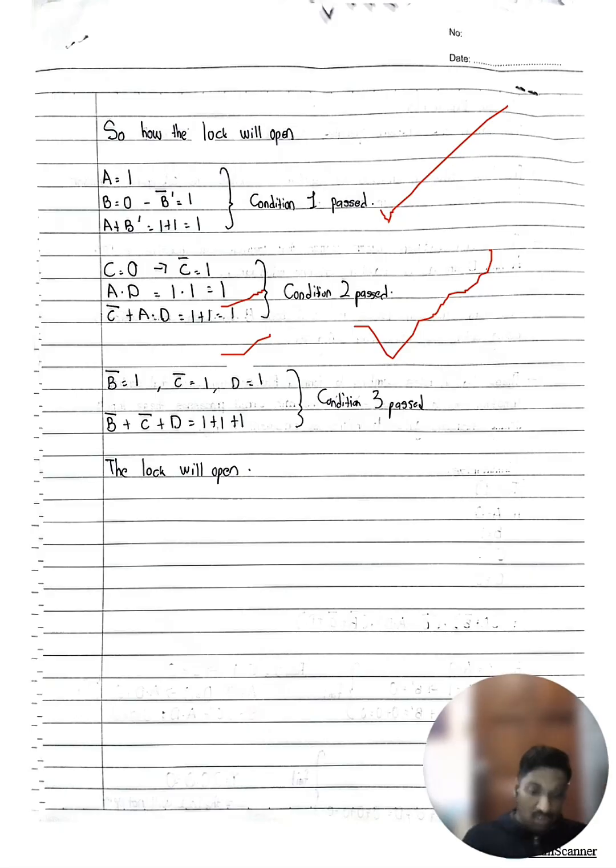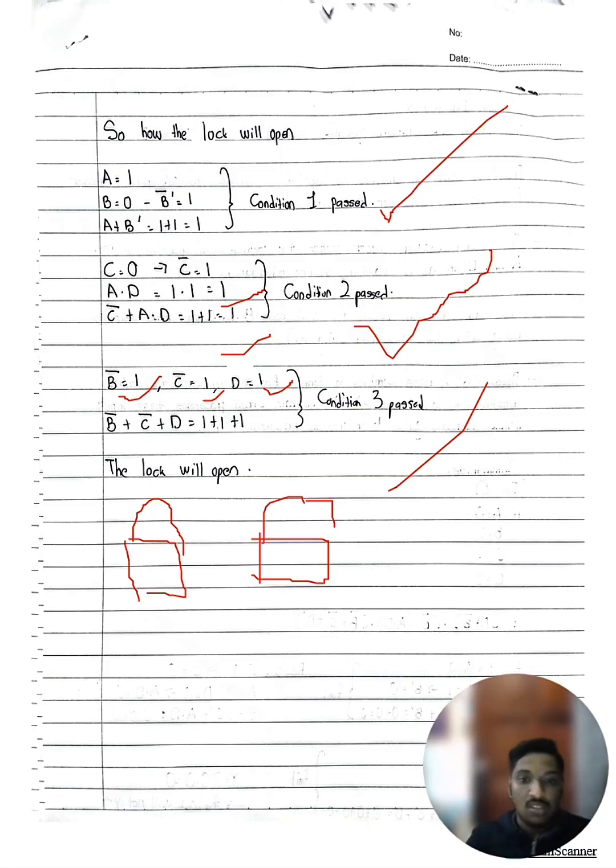And last but not least, B bar is active, C bar also active, D bar also active. So 1, 1. Okay. So B bar plus C bar plus D, 1 plus 1 plus 1, the condition 3 also passes. Pass, pass, pass. So the lock will open from like this to this. Okay. So the lock will open.